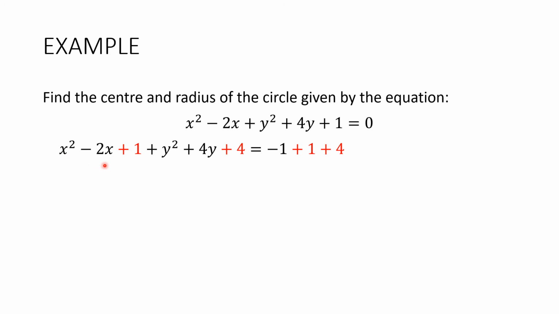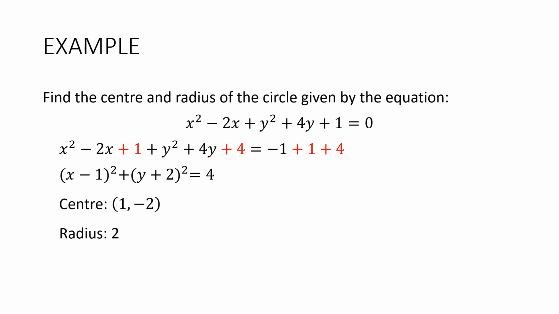So x squared minus 2x plus 1 is x minus 1 all squared. It's always the square root of this number here. y squared plus 4y plus 4 is y plus 2 all squared. So there it is, factorized. Center is 1, -2. Radius is 2.